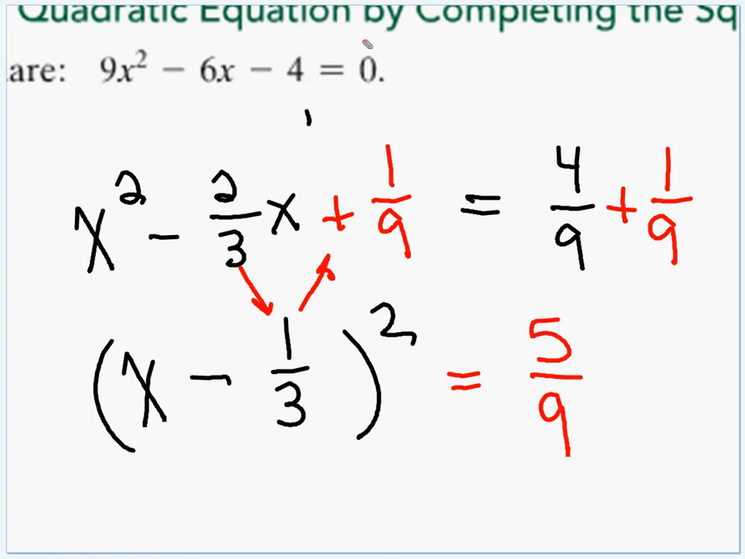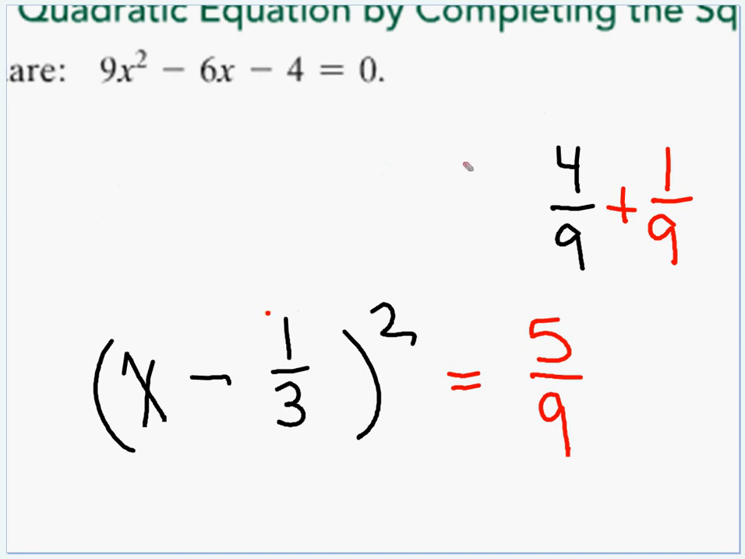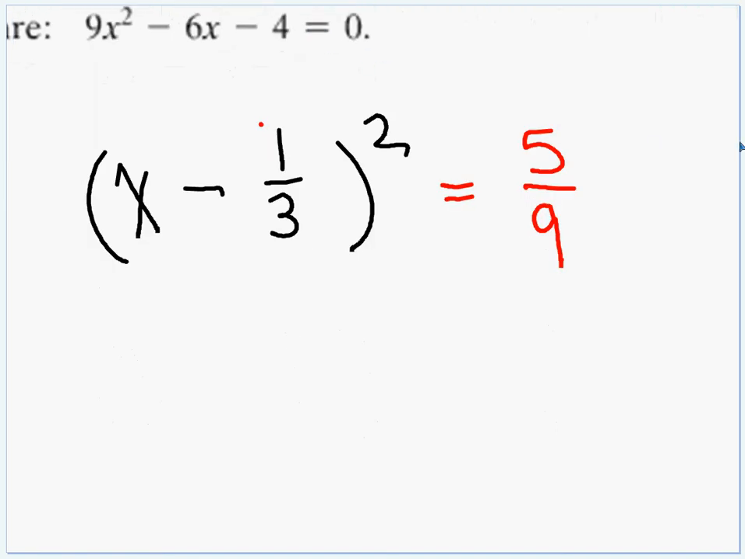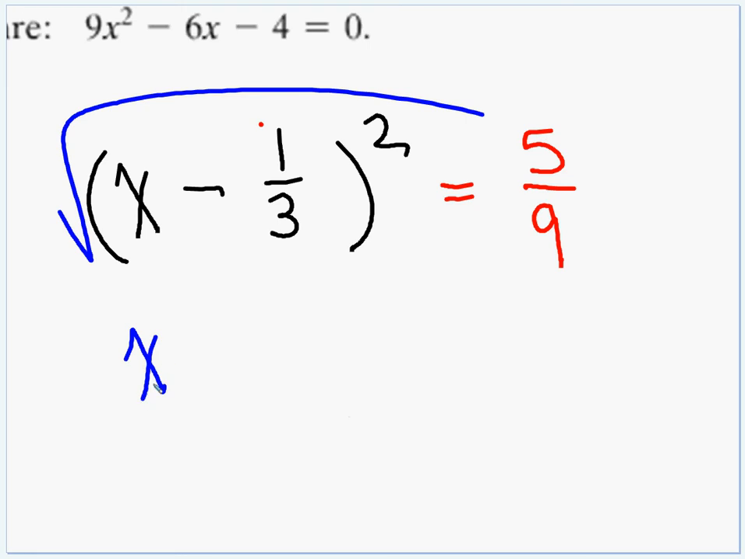I just thought this one would work out nice. This one we won't have to rationalize after this next step, which is, of course, rooting both sides. Big old square root on the left, x minus 1/3, equals, when we square root this, let's do numerator, denominator separate.